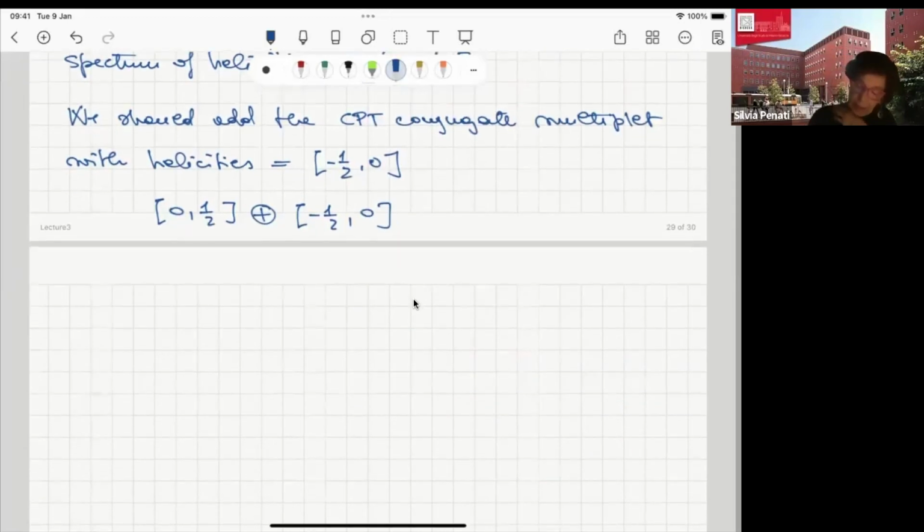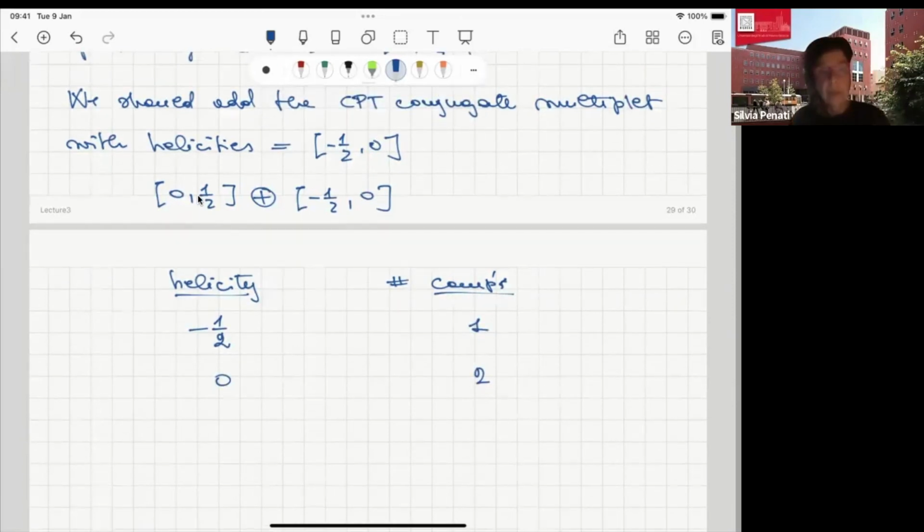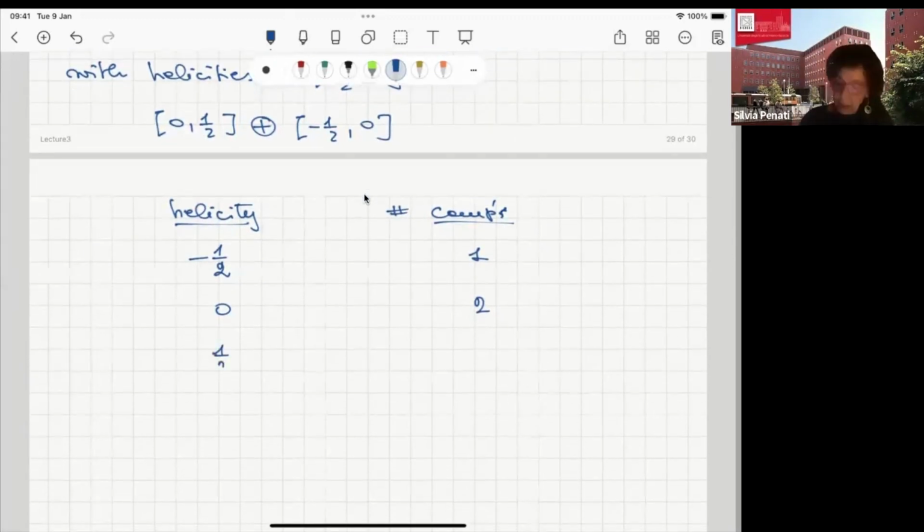In this case, you can complete the spectrum with the helicity and the number of components. We start with the helicity -1/2, and we have one component. How many states with helicity 0? Now we have 2, because we have one from this representation and one from this representation. And finally, we have 1/2, number of states 1. Therefore, the dimension, of course, at this point is doubled. So we have 2 plus 2, which is 4.